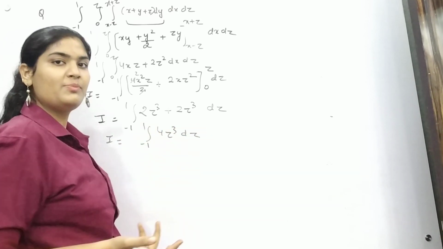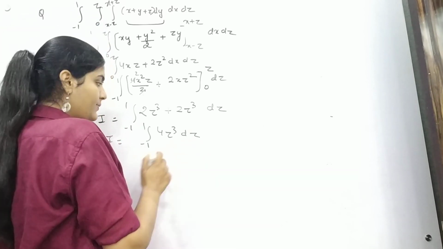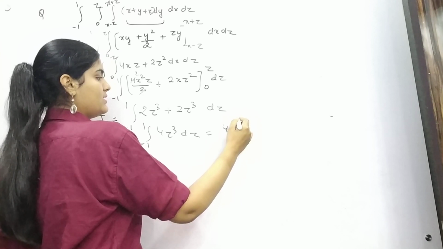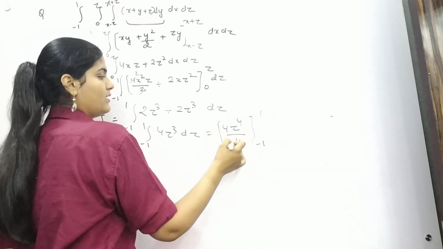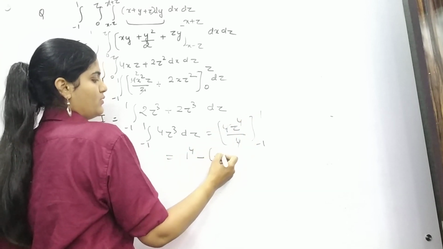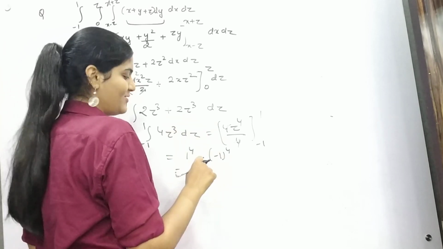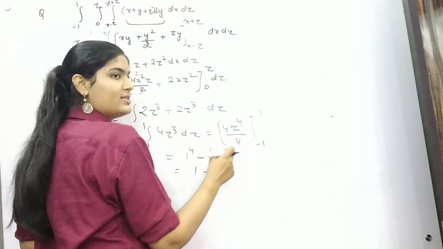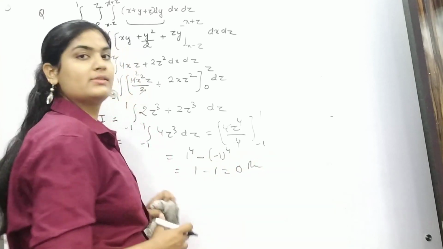Now you have to simply integrate with respect to z. So it will be 4z to the power 4 by 4, limit minus 1 to 1. 4 is cancelled with 4. So upper limit minus lower limit. 1 to the power 4 is 1. And minus 1, because it is an even power, will be 1. So 0 is your answer.